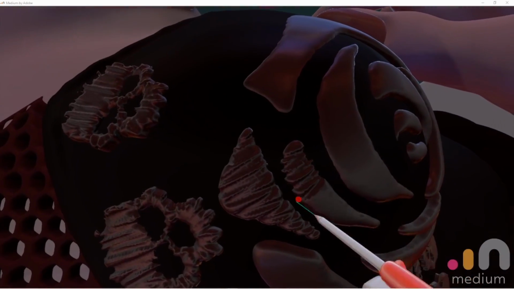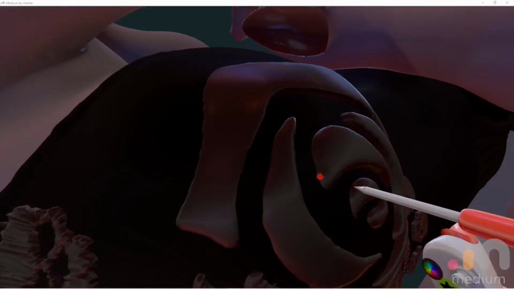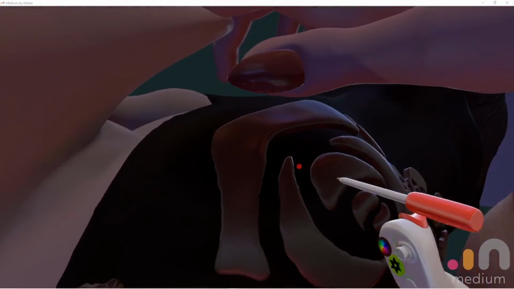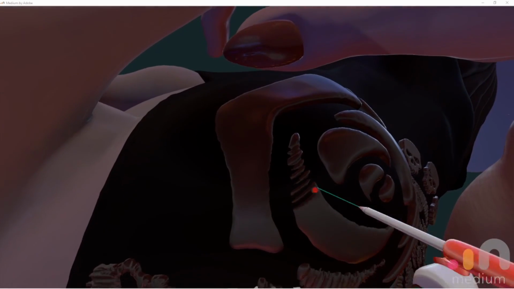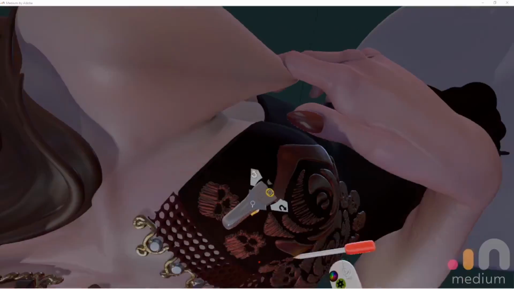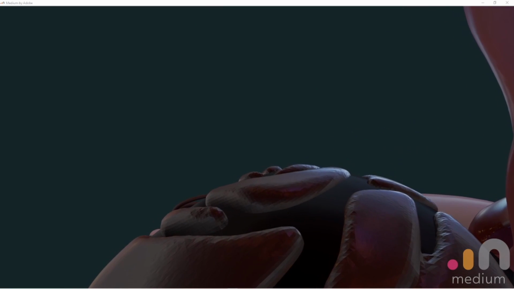If you go and look at embroidery of this sort, you'll get a better idea of the sort of directionality that you should be having to make it look convincingly like embroidery. Obviously, it's only an impression, but you know, try and make the impression convincing.